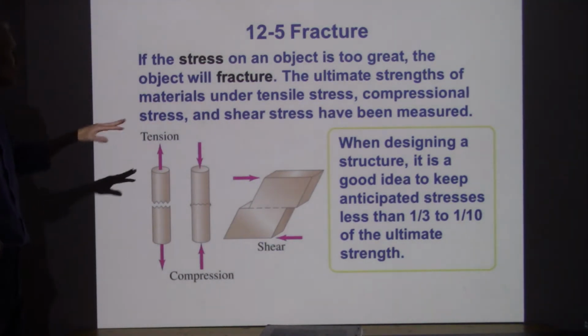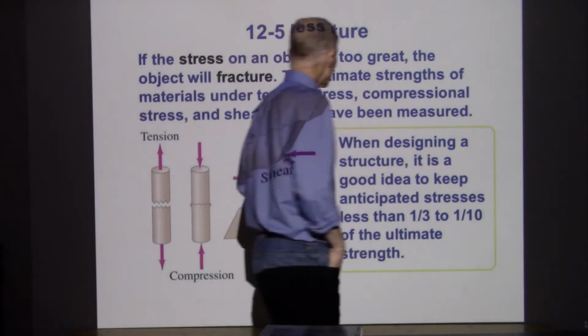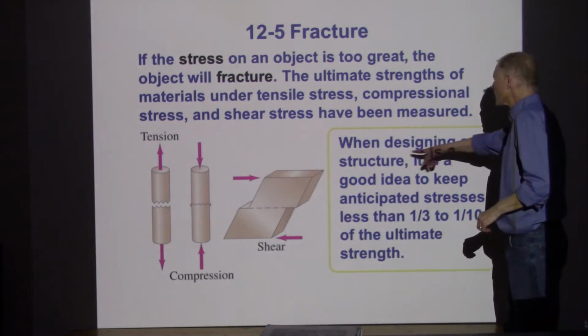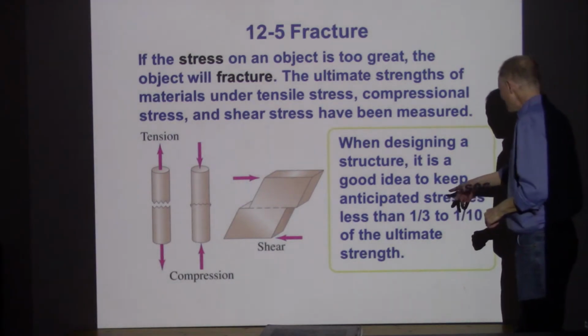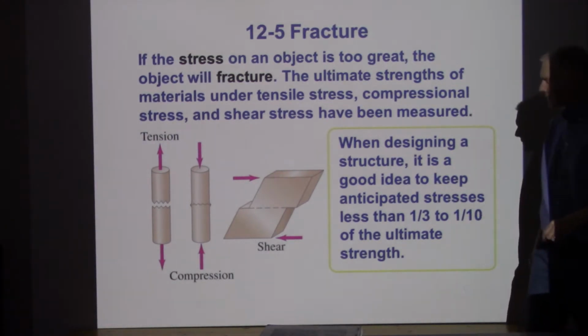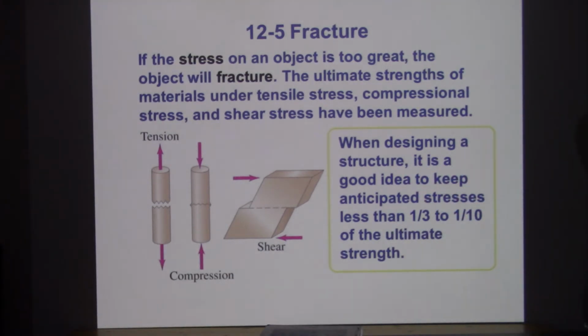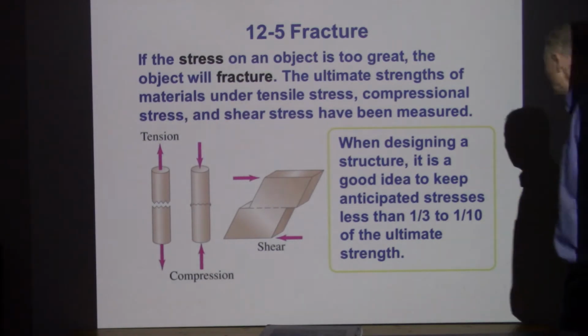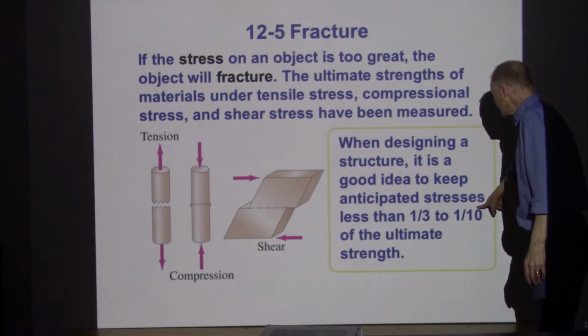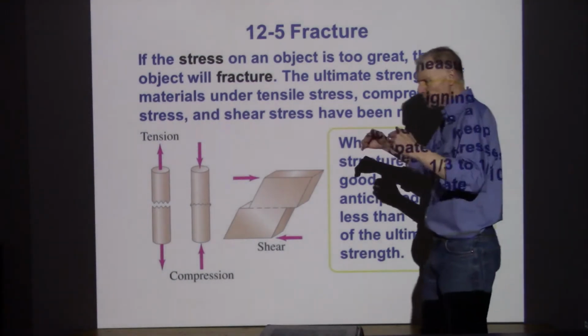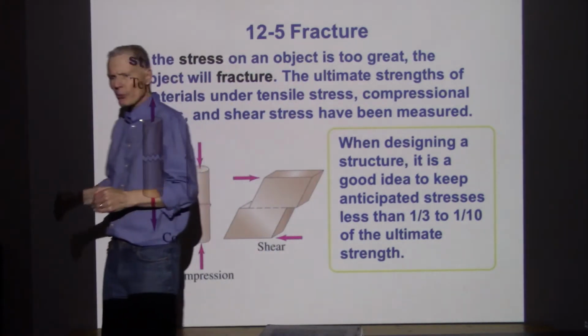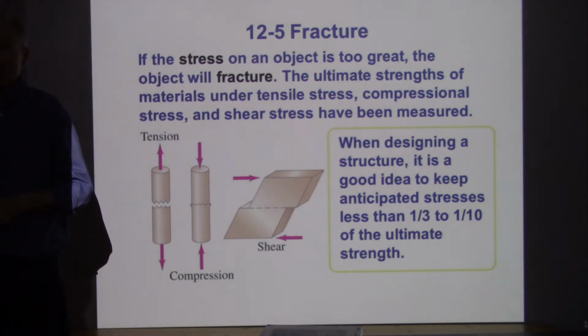Now, what's interesting, I had to highlight this part. When designing a structure, it's a good idea to keep anticipated stresses less than 1/3 to 1/10 of the ultimate strength. So materials have what we call an ultimate strength. There is a stress under which the material fails, it fractures, it breaks. And they're saying it's a good idea to make sure the stresses are within 1/3 to 1/10, and I'm going, yeah, that is a good idea.